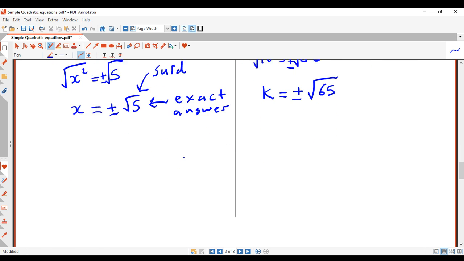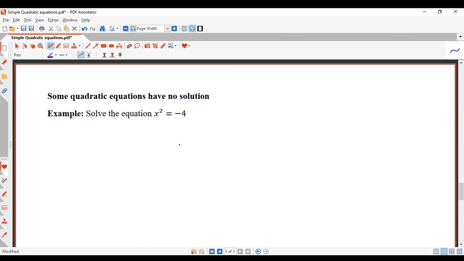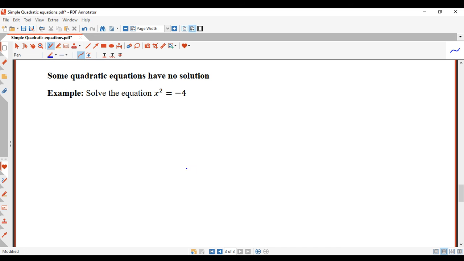Now, just to finish off, make sure that's all copied down, of course. Some quadratic equations have no solution. So this is an example of that. So if we try and solve this, x squared equals negative 4, and I'll do the square root, both sides. If you try this on your calculator, in fact, you'll get an error on the calculator. So there's no solution because you can't find the square root of a negative number.